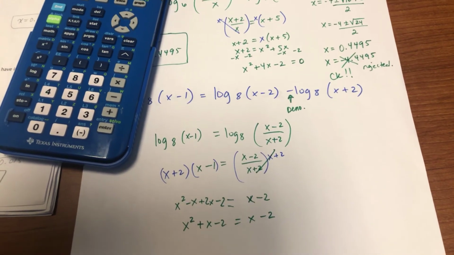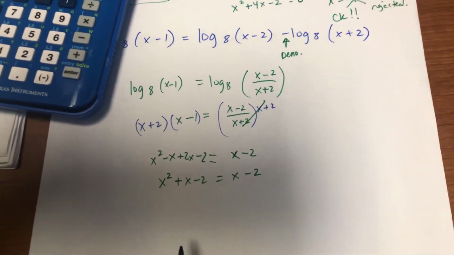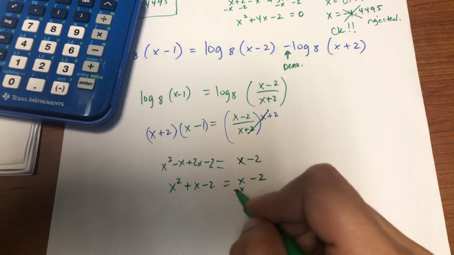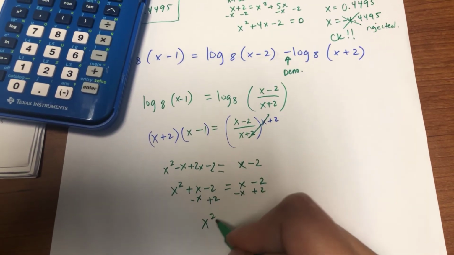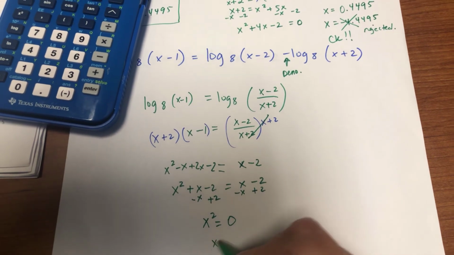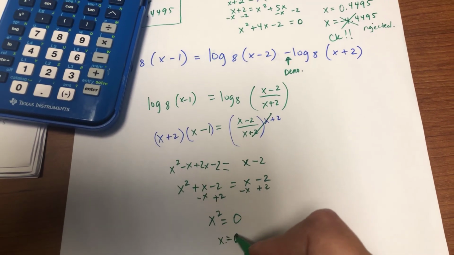Look, lo and behold, it's quadratic again. So we do have to be in the mindset of setting it equal to 0. Subtract x, add 2, add 2. I get x squared equals 0, or x equals 0.